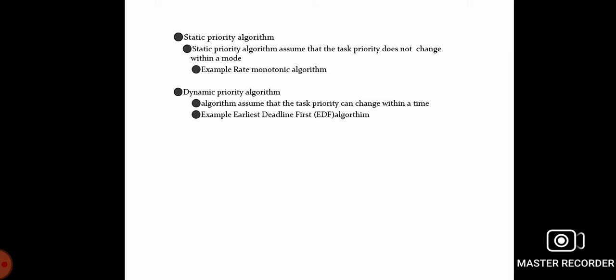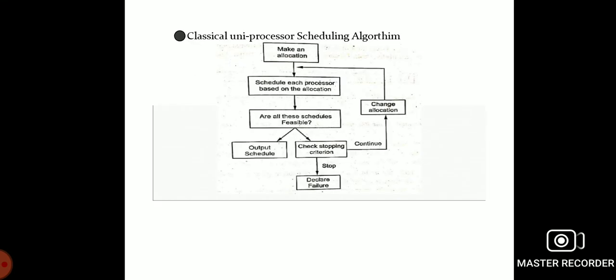Here we are using the rate monotonic algorithm and the dynamic priority algorithm. The dynamic algorithm assumes that the task priority can change with time. Examine the earliest deadline first algorithm, the EDF algorithm. So we can see the classical uniprocessor scheduling algorithm. It is one example of the rate monotonic scheduling process.